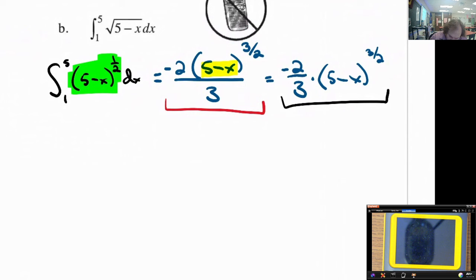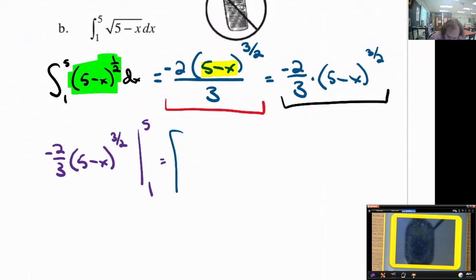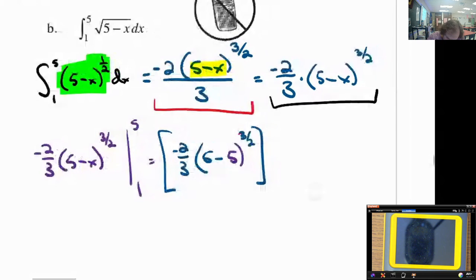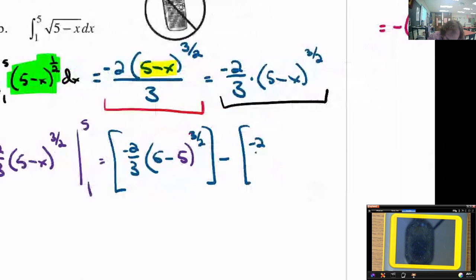Now, our next job is to evaluate this. We have negative 2/3 times 5 minus x to the 3/2 power. We're going to evaluate this from 5 to 1. So let's very carefully section this problem off. The first part's going to be very easy, because if we plug in 5, we get 0 right there, and that's going to make our lives much easier. Trying to use colors to show the substitution. Minus 5, that's going to give us 0. The next chunk, though, is going to be negative 2/3 times 5 minus 1 to the 3/2 power.